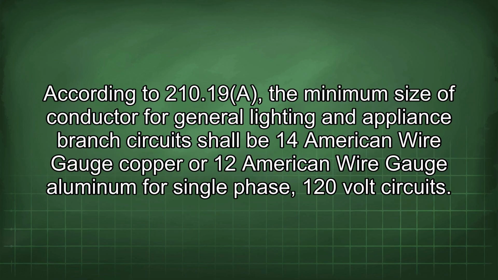According to 210.19a, the minimum size of conductor for general lighting and appliance branch circuits shall be 14 American wire gauge copper or 12 American wire gauge aluminum for single-phase, 120-volt circuits.